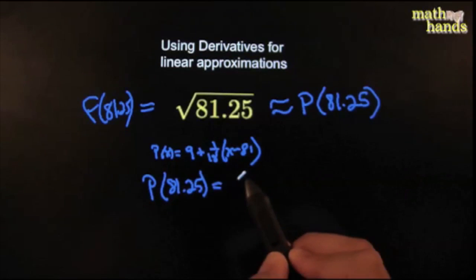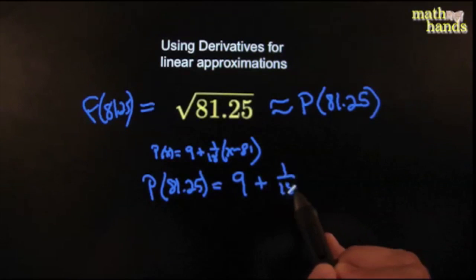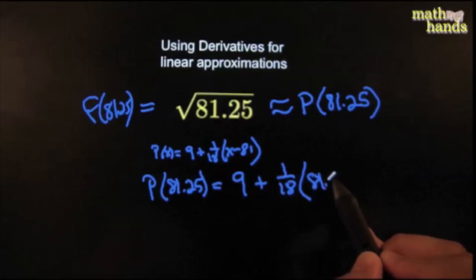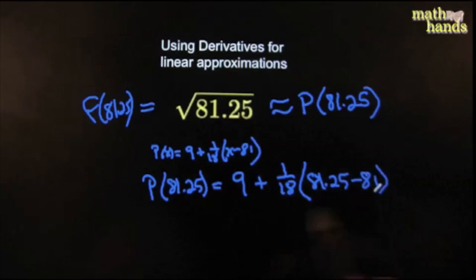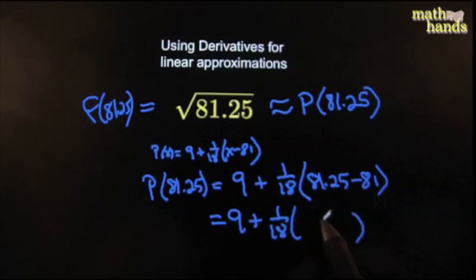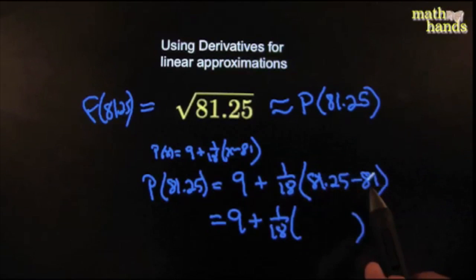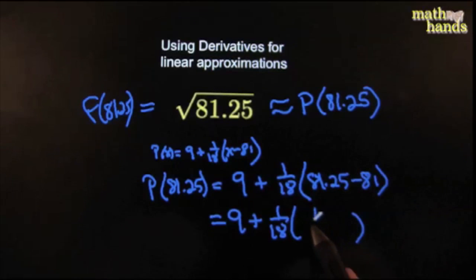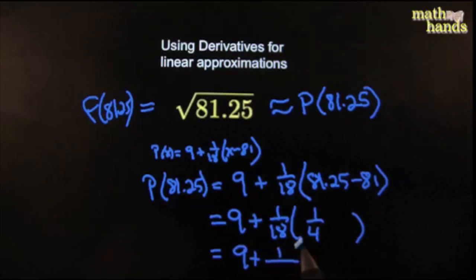P of 81.25 is equal to 9 plus 1/18 times 81.25 minus 81, and then you clean it up. 9 plus 1 over 18 times 81 1/4. Take away 81. I reckon that's just a quarter. So that gives you 9 plus 1 over 72. Is that right?